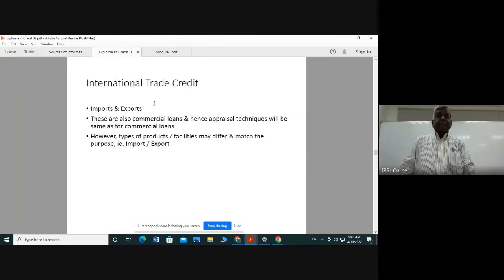And then international trade credit. I have told you this is also a sort of commercial credit, but here the type of credit facility is different, so we are discussing it separately. Imports and exports are also commercial loans, and the appraisal techniques will be the same as for commercial loans. However, the type of products and facilities may differ to match the purpose, whether import or export. The same way we analyze the commercial loan, the same method or tool we will apply to international trade credit also.